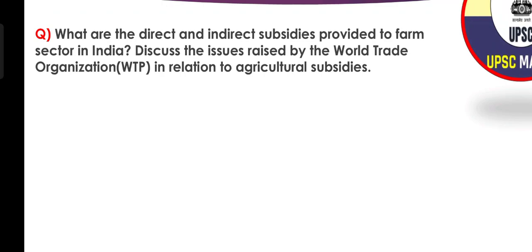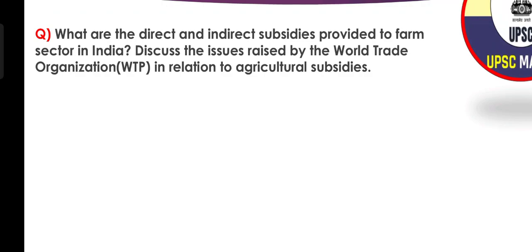So today's question is: what are the direct and indirect subsidies provided to the farm sector in India? Discuss the issues raised by the World Trade Organization in relation to agricultural subsidy. When we talk about international trade, you should understand that international trade should be based on the pillar of promoting trade between different countries. That means removing trade barriers, tax barriers, direct or indirect barriers. So the World Trade Organization always tries to balance world trade by minimizing or deleting trade barriers.